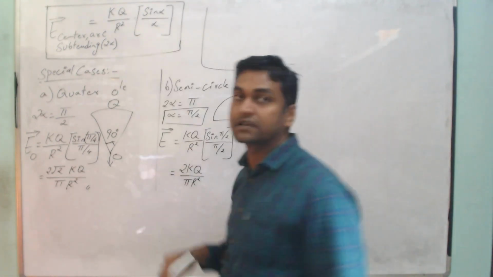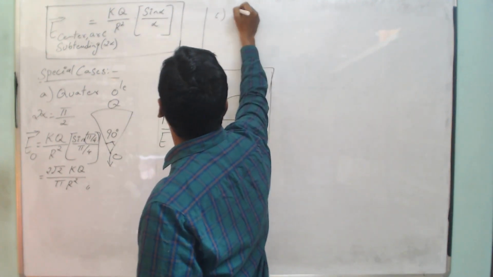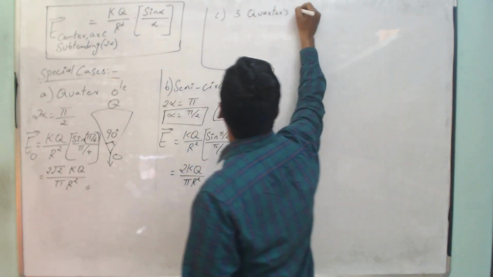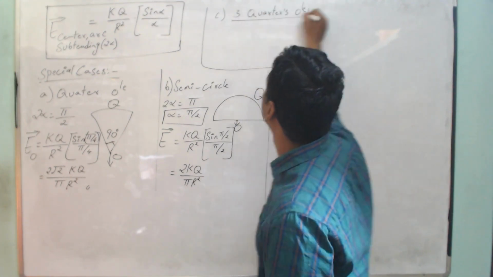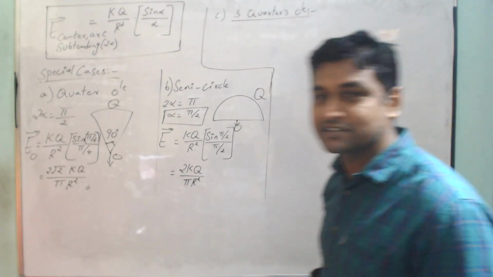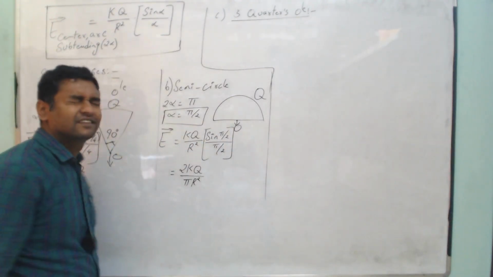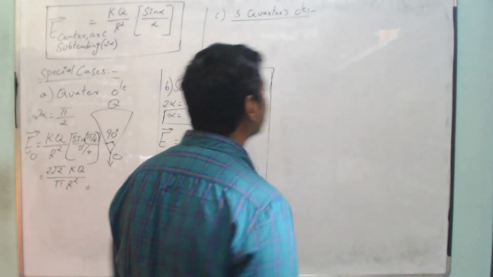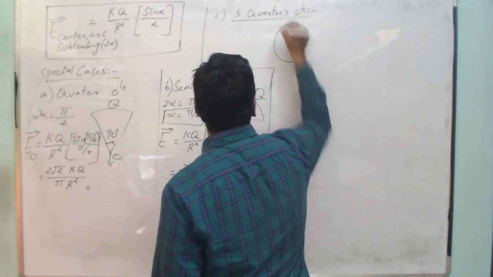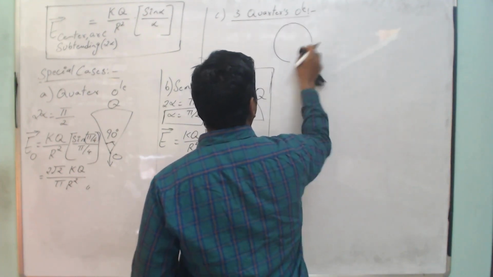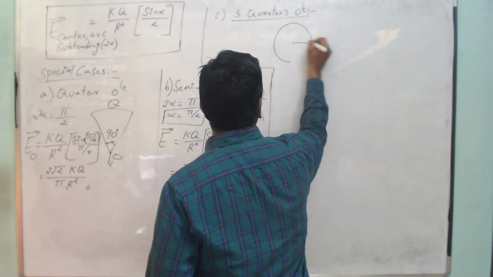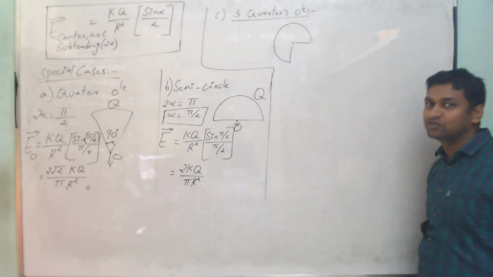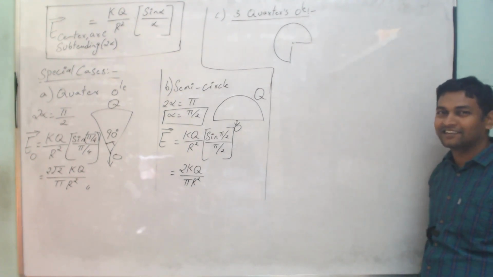For 3/4 of a circle, that is 2 pi by 3... 2 pi by 3 is 3/4. 3/4 is basically removing 1/4 out of a full circle. So 2 pi minus pi by 4... 2 pi minus pi by 2. Pi by 4.